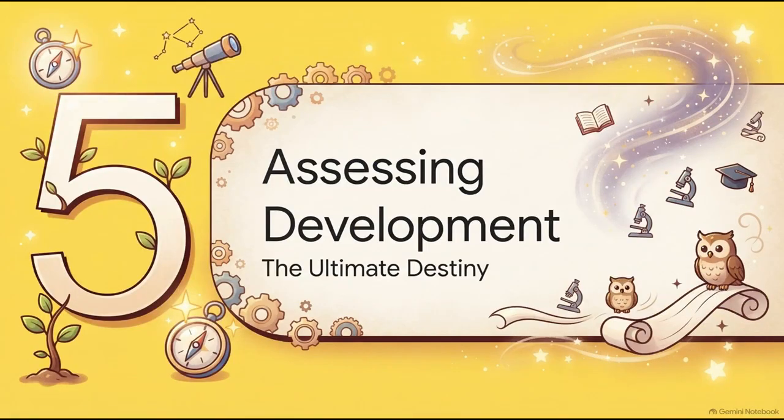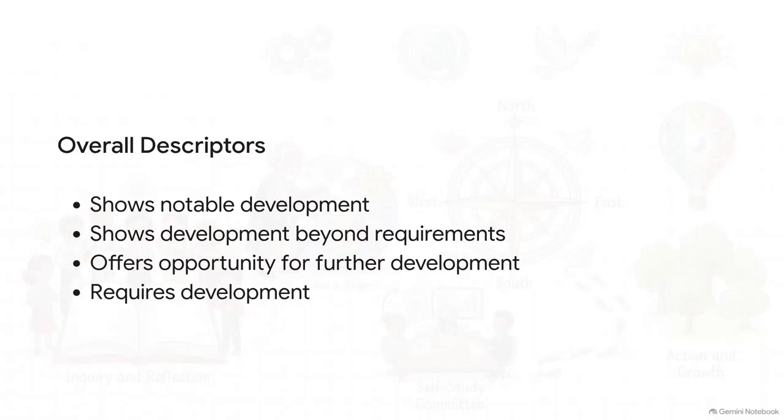Which brings us to Section 5, Assessing Overall Development, Your Ultimate Destiny. Based on how you scored those 3 individual practices of purpose, your pedagogical leadership team is going to have to pick one of these 4 distinct descriptors. You have to choose the one that best represents your school's current reality for the overarching standard. The options are: shows notable development, shows development beyond requirements, offers opportunity for further development, or requires development.